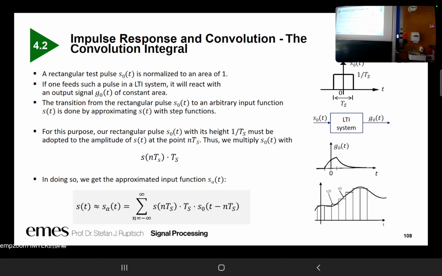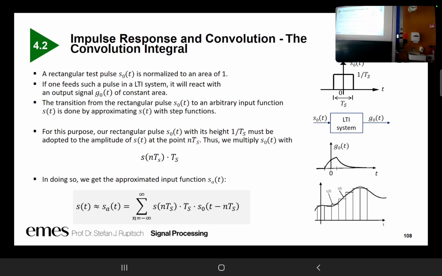The overall output is basically the combination of, like, what is the... Exactly. This is about the next slide. First, we'll take a closer look at the input. The input can be seen as a superposition of these rectangular signals, shifted in time and scaled in the magnitude.